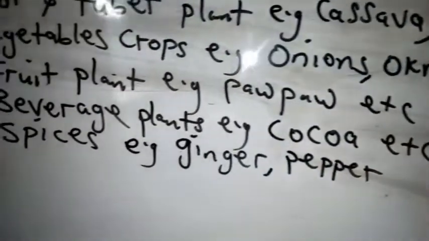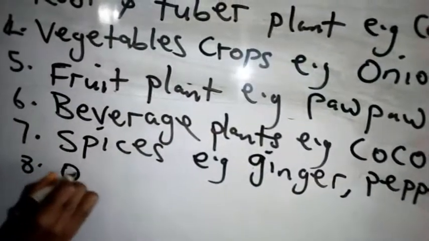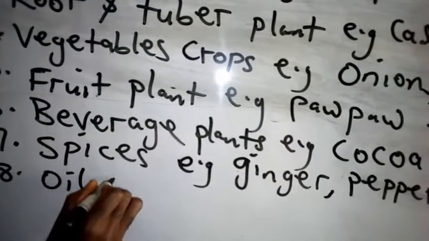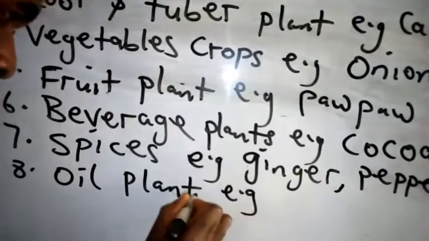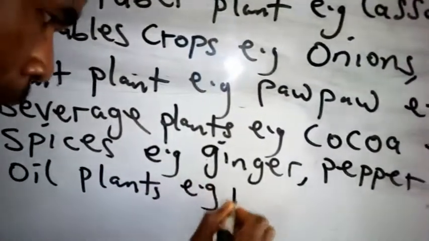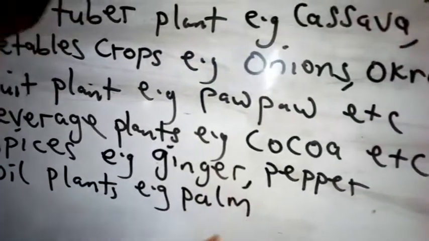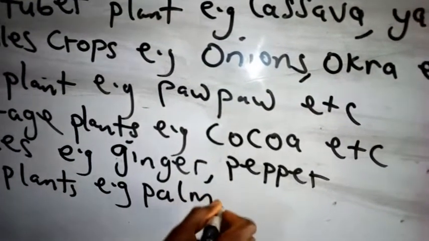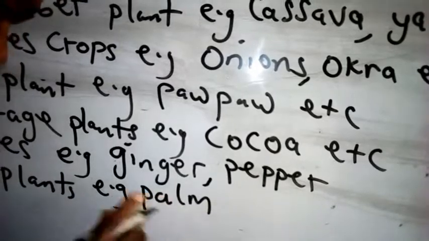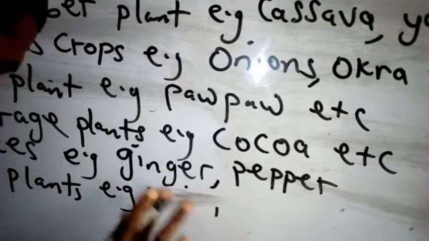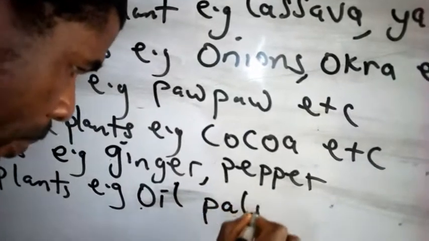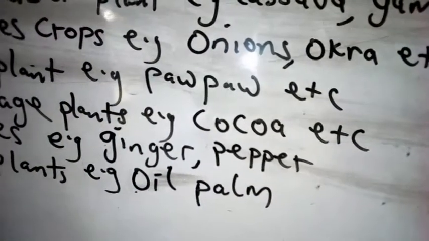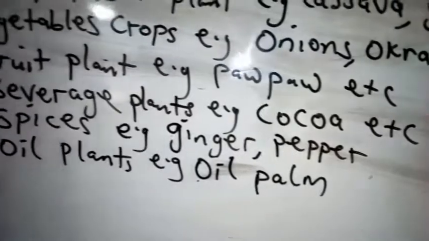Another classification is oil plants. Agri can classify plants based on oil. So they call it oil plants. An example, if you think of your palm, or let's say oil palm, to be on a correct mode, oil palm. These are plants that when you squeeze, you bring out oil.